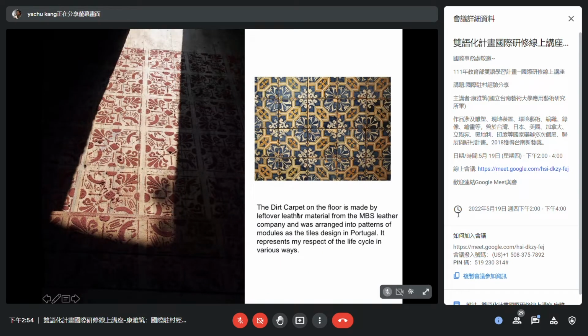So my dirt carpet on the floor is made by this leftover leather material from this leather company and was arranged into patterns of metal as the tile design in Portugal. It represents my respect of the life cycle in various ways. So you can see I use some patterns like scissors and tools from the leather industry and some patterns from the tile.